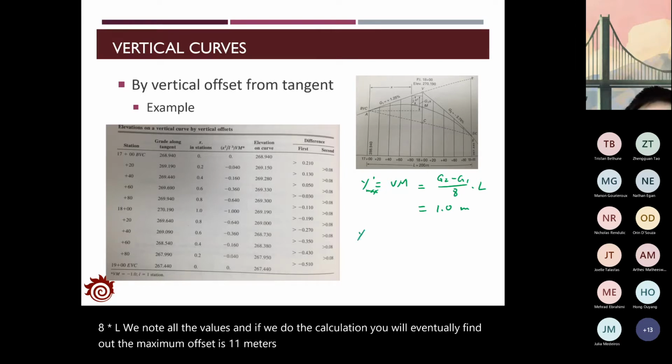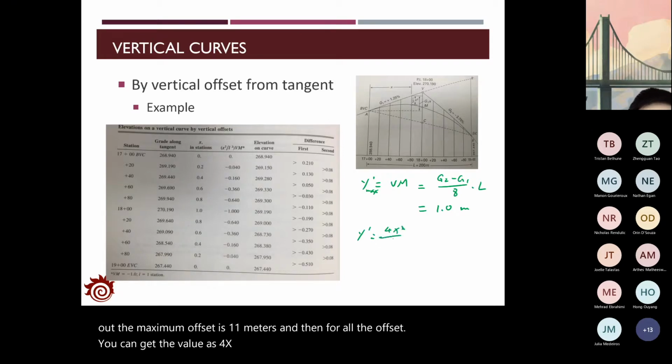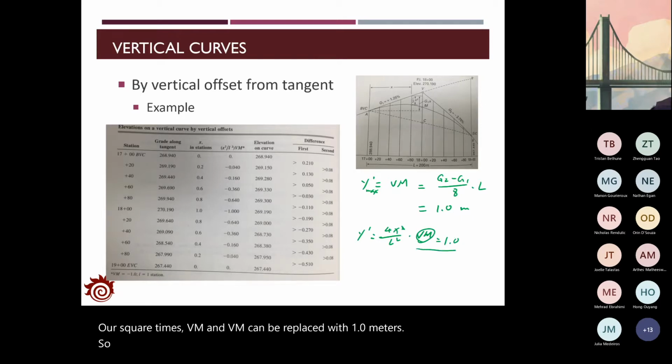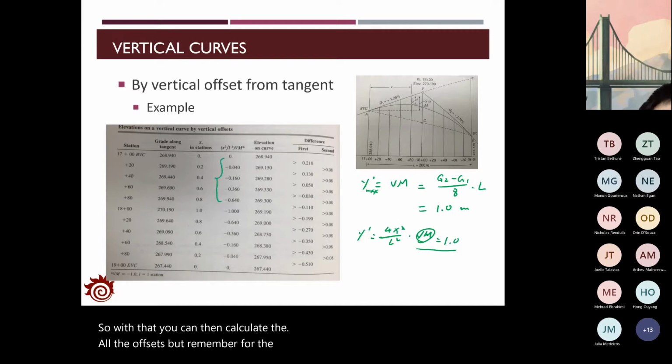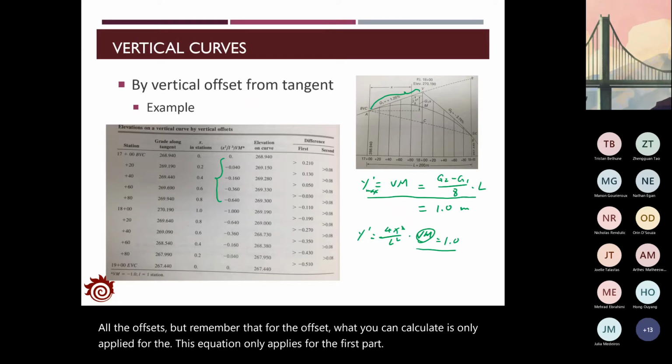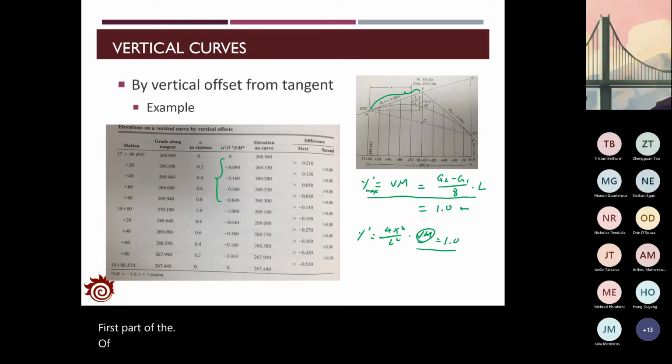And then for all the offsets, you can get the value as 4x squared divided by L squared times Vm, and Vm can be replaced with 1.0 meters. So with that, you can then calculate all the offsets. But remember that this equation only applies for the first part of the vertical curve, from the start point to the midpoint.